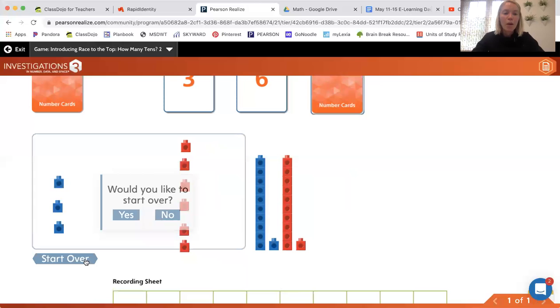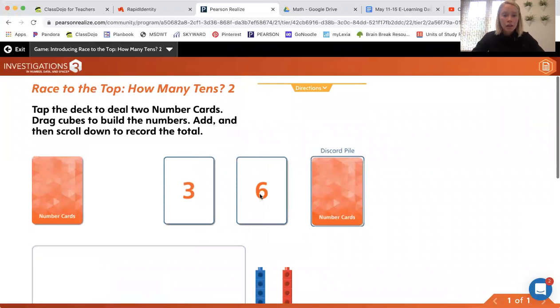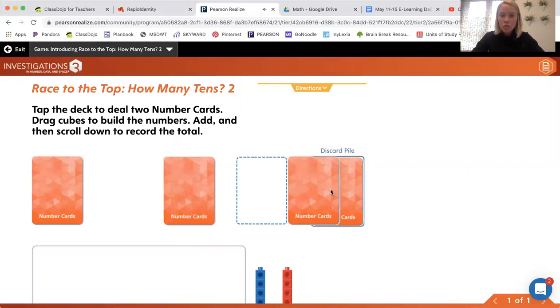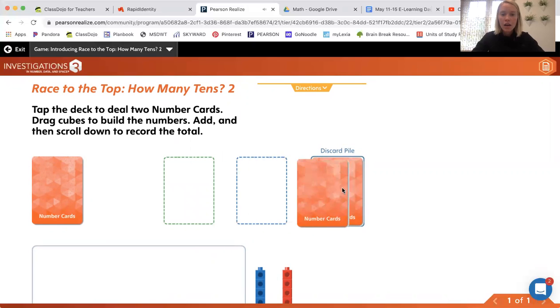All right, let's do one more. Discard, which means we are all finished with these cards. We'll move them over here.